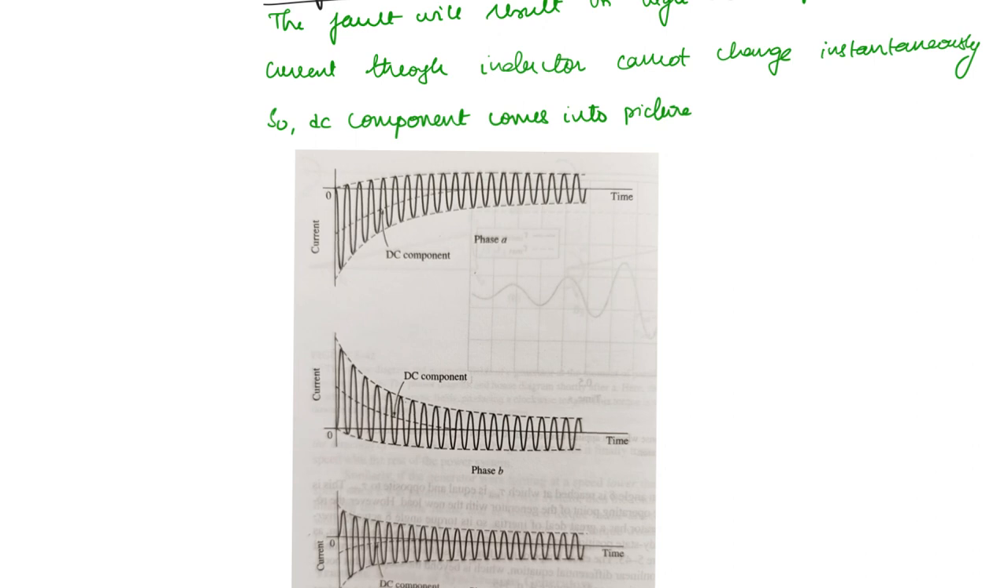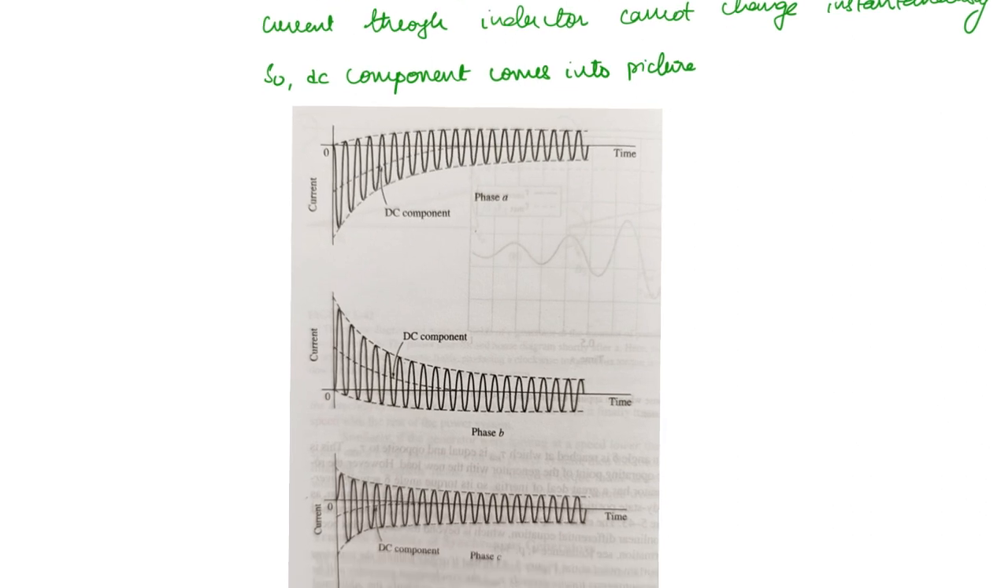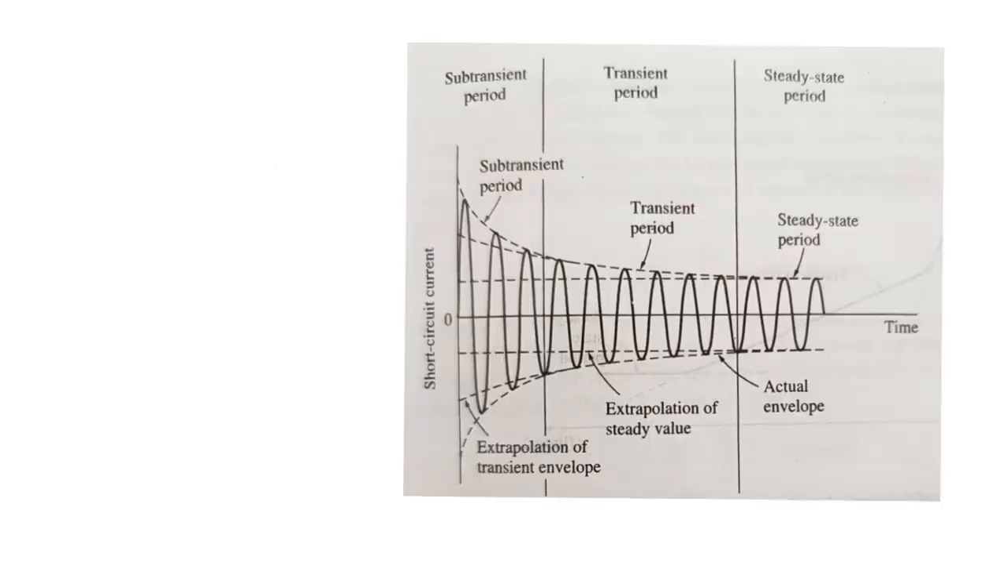One more important thing you can see here is that it is reducing with time. The DC components in all three phases reduce with time because it is a transient. Now if you consider only the symmetrical AC component, it is going to look like this. You can write it down here: the symmetrical AC component. Initially it is going to have a very high magnitude and then it will reduce.